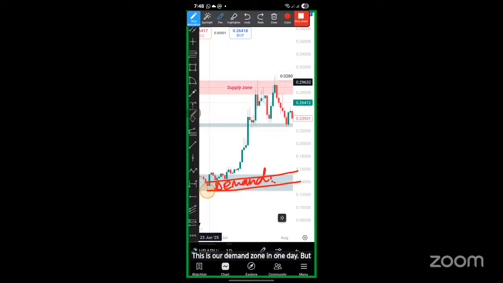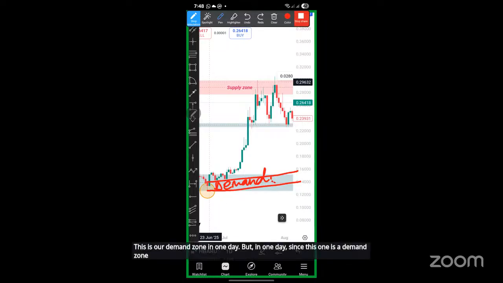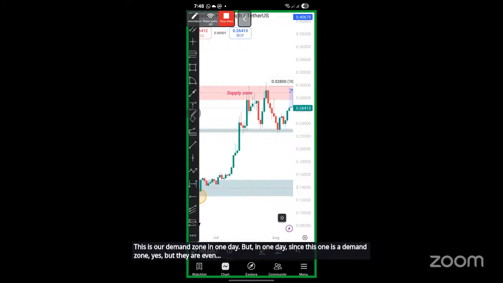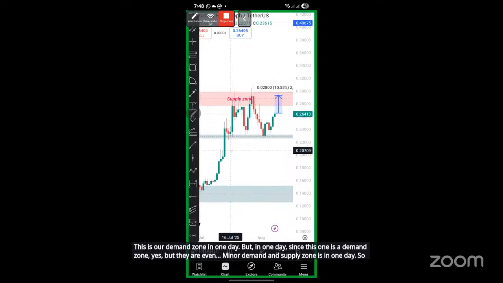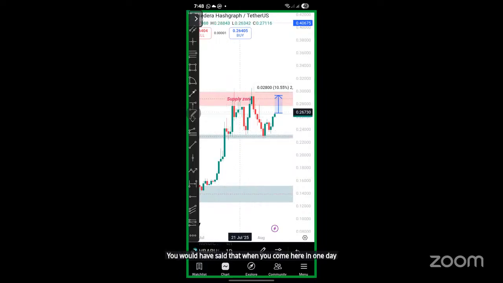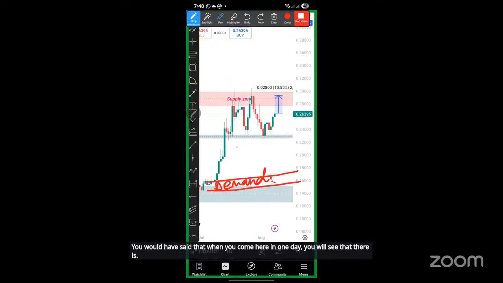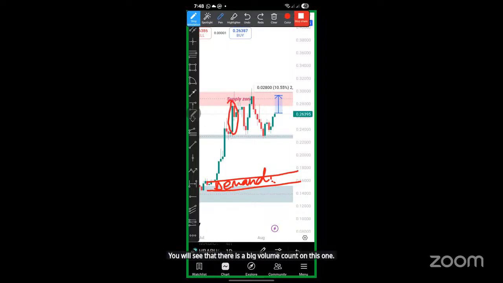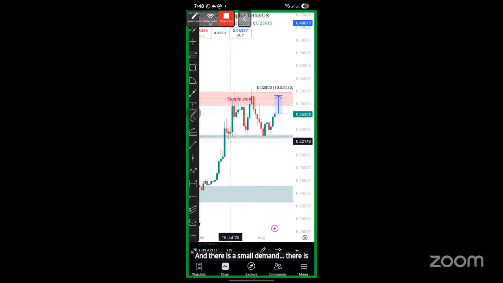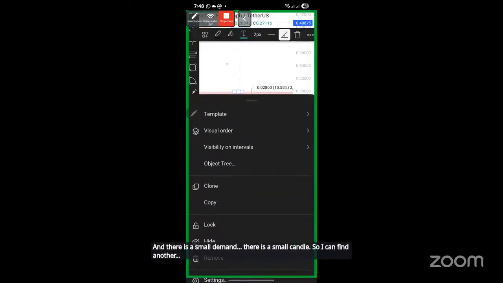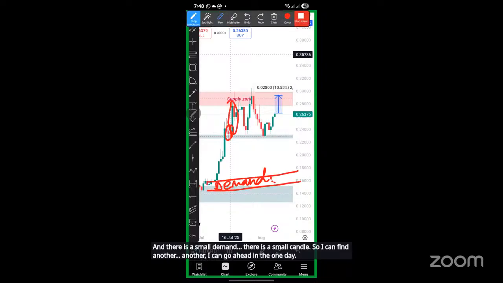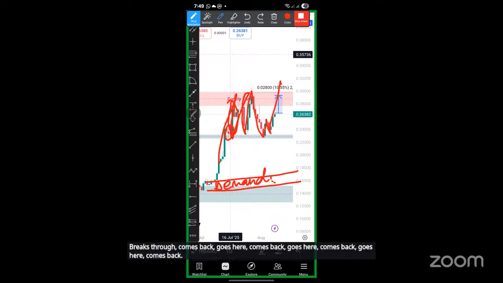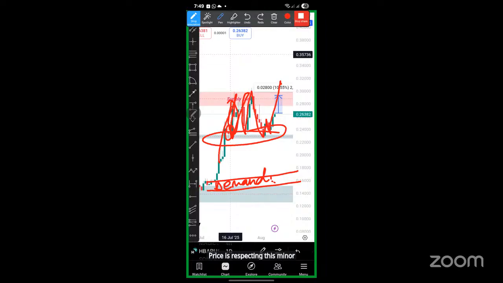But in 1 day, since this one is a demand zone, yes, there are even minor demand and supply zones in 1 day. When you look at 1 day, you will see that there is a big volume candle, this one, and there is a small candle. So I can go ahead in the 1 day and find another demand zone, because you can see that price is respecting here. Price comes here, breaks through, comes back, goes here, comes back, goes here, comes back. It means price is respecting this minor demand zone. In the 1 day, it is minor.